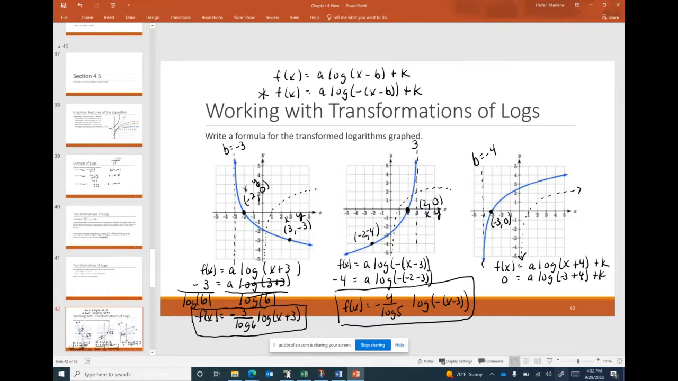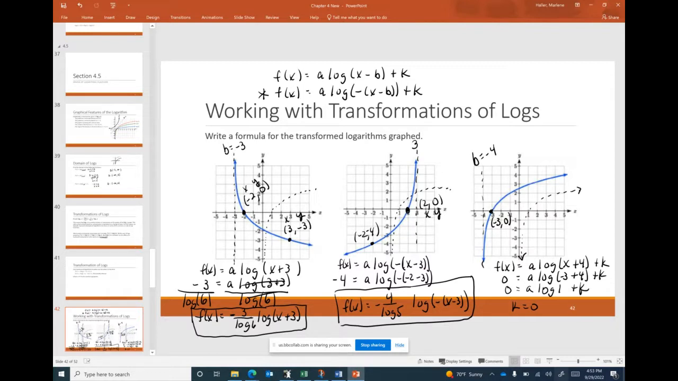Am I doing this wrong? Oh, I think that's right. So 0 equals a log 1 plus k. If I subtract k from both sides, I still have a k equals 0 situation here. No shifting. Can that be right? Yep, I guess it can.